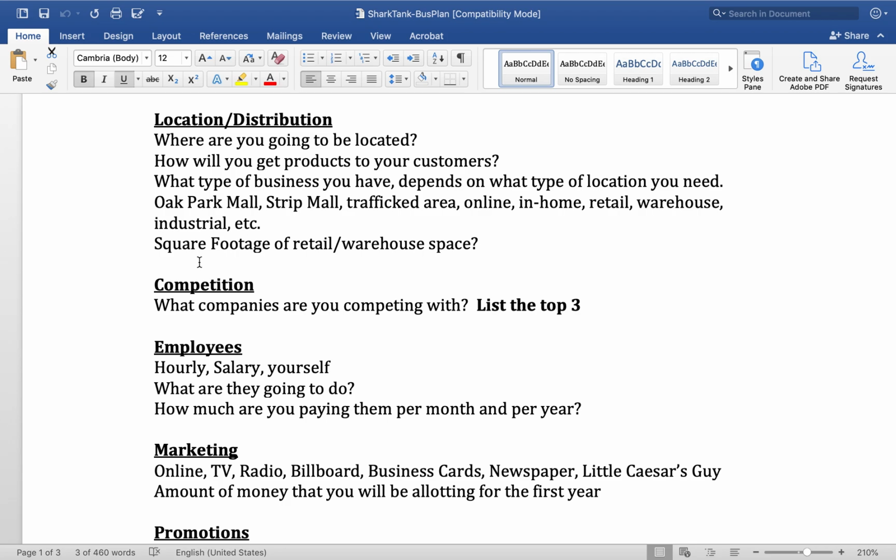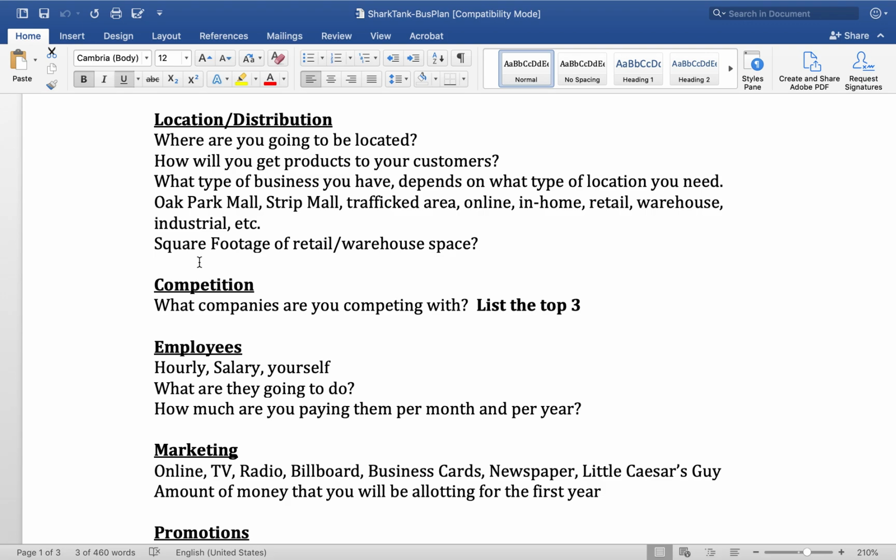A lot of this, I believe, is probably going to be online or in home. Try to keep your costs as low as you possibly can, especially at the beginning when we're not quite generating revenue yet. But if you do need warehouse space, retail space, go and try to find an exact location and get an estimate of what that might cost.